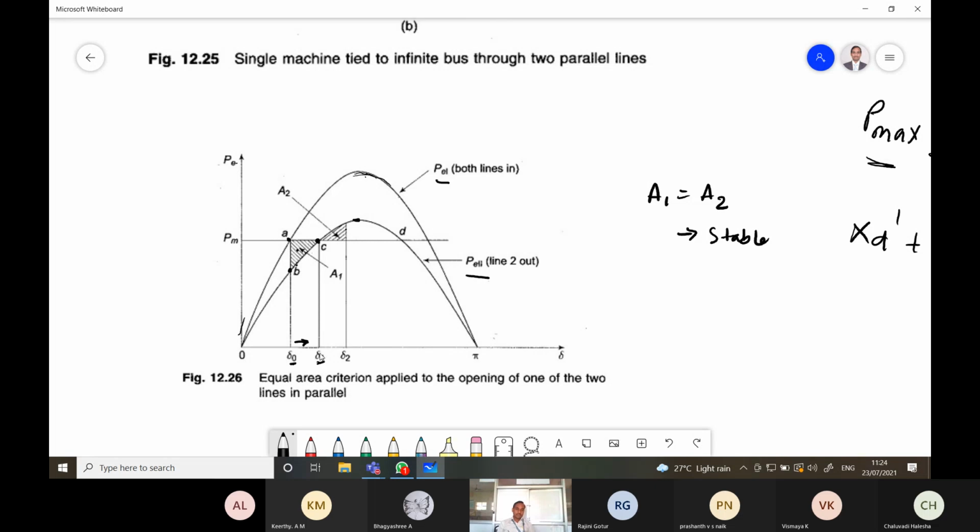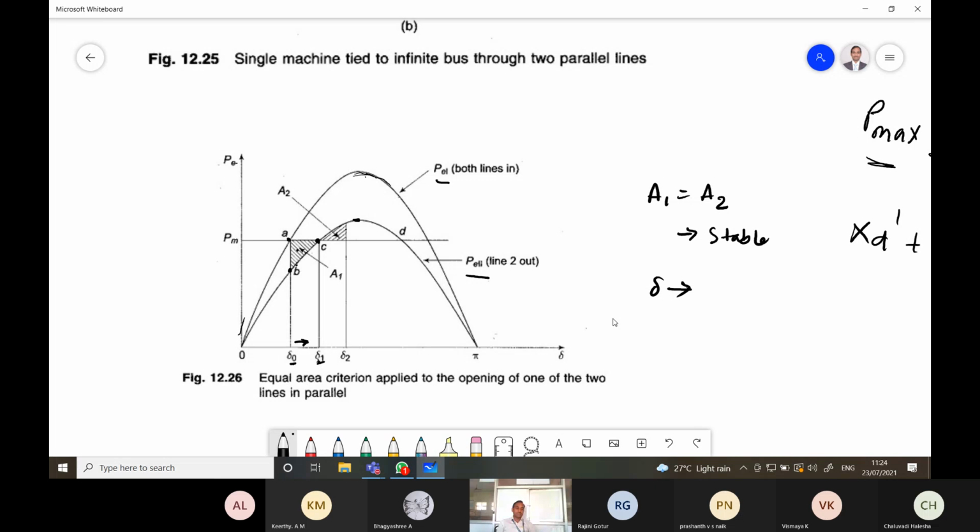Suppose the accelerating area is increasing. The system will now operate at point C, corresponding to the new rotor angle, delta 1, which is greater than delta naught. This is because a single line offers larger reactance and a large rotor angle. Therefore delta is going to increase, as it is needed to transfer the same steady power.